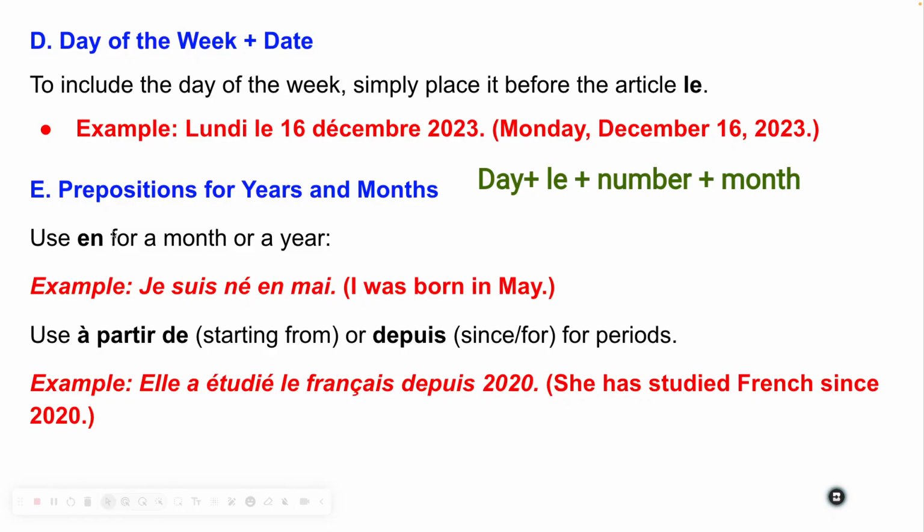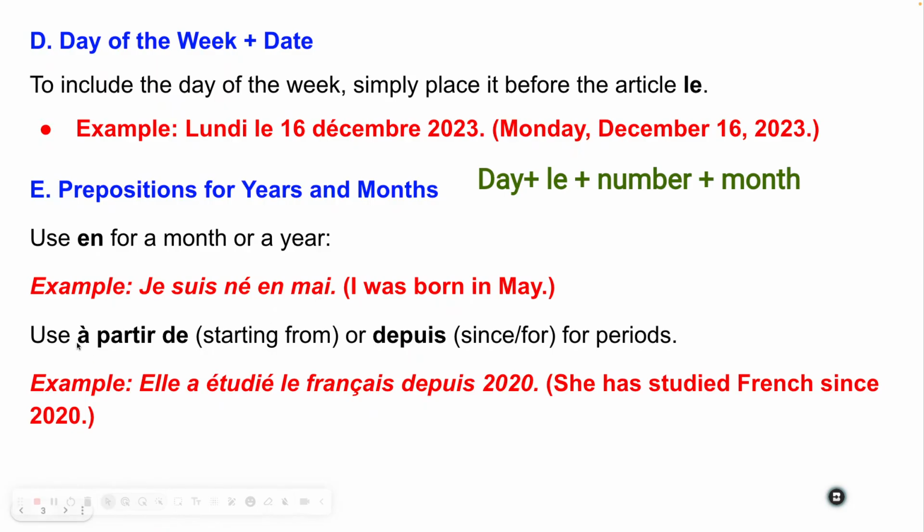Then we have some prepositions that we use for years and months. The first one that we are going to see is the preposition en. You use en for a month or a year. For example, je suis né en mai. I was born in May.